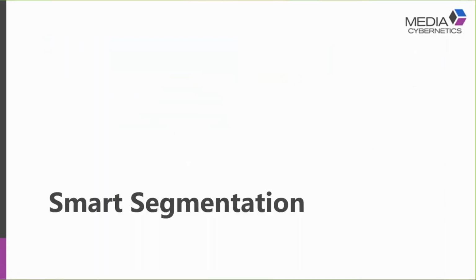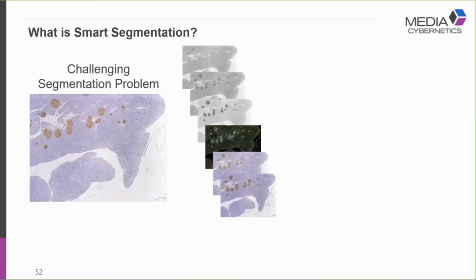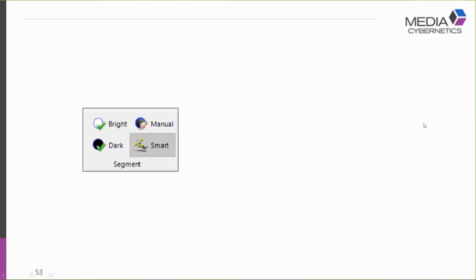Now I'd like to go over smart segmentation. So what is smart segmentation? So often when you have a challenging segmentation problem, you might need to extract channels, maybe monochrome channels from a color image, or do image processing to try and find some images on which you can successfully segment your objects. Now this requires experimentation by the user, and that of course takes time. And we don't want to spend a lot of time working if we can avoid it.